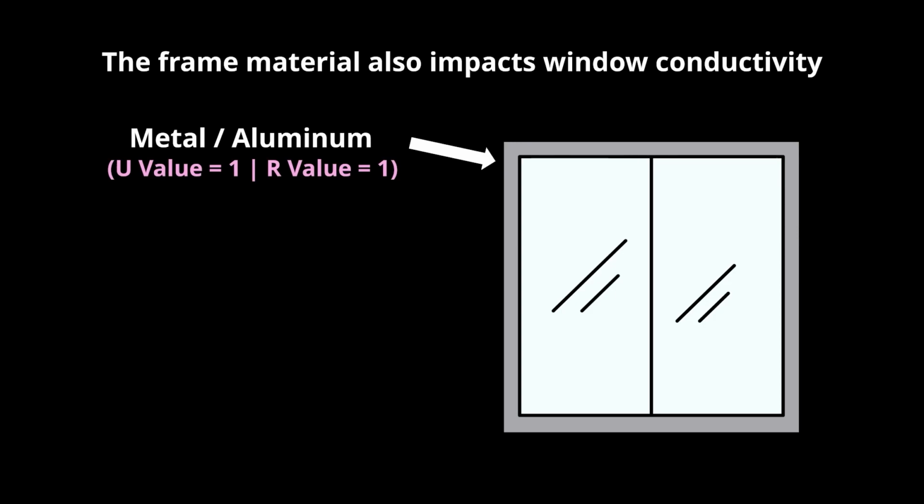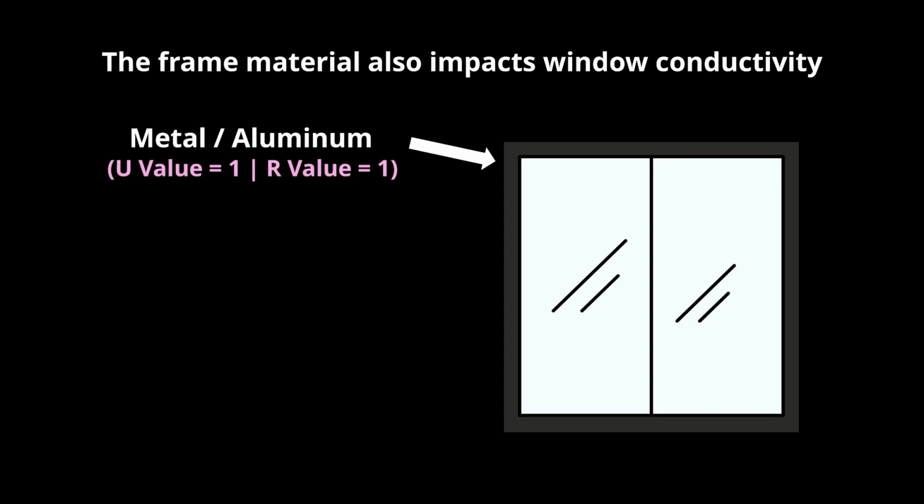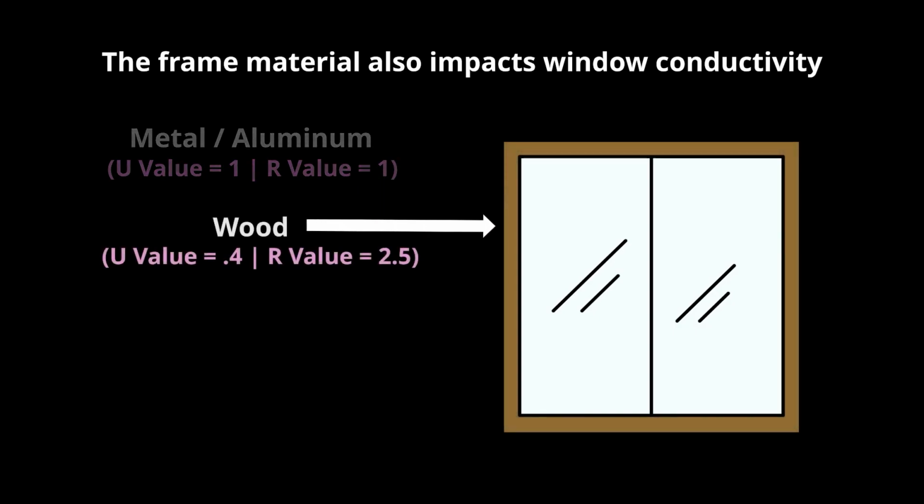So when you have a metal or aluminum window, the U value is 1, which is pretty high for a U value. The R value is 1, which is pretty low for the R value. Remember, high U value equals low R value, and vice versa. You get into a more effective window, in terms of a frame, it might be wood, which has a U value of 0.4 and an R value of 2.5.